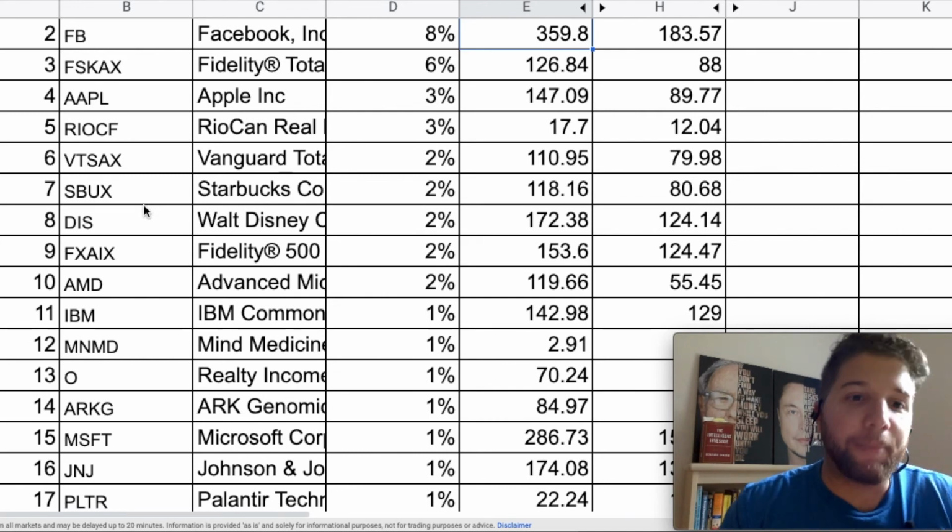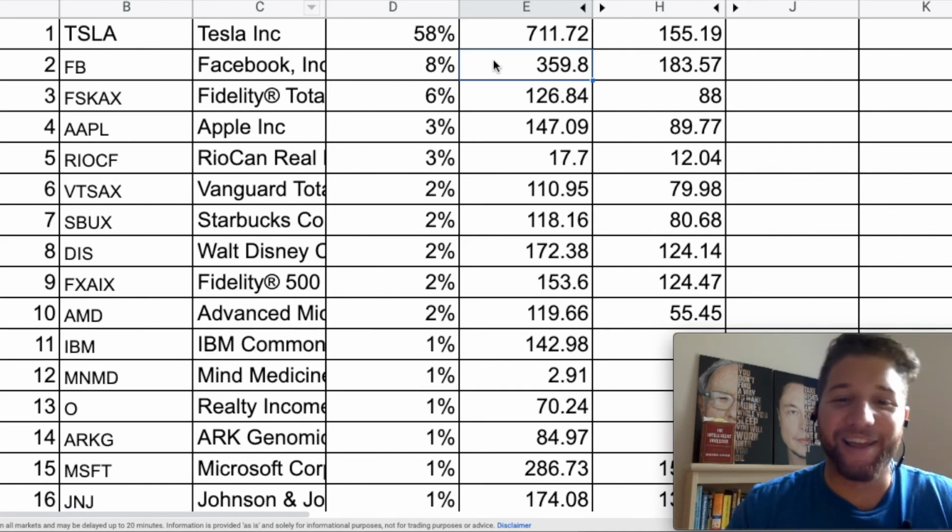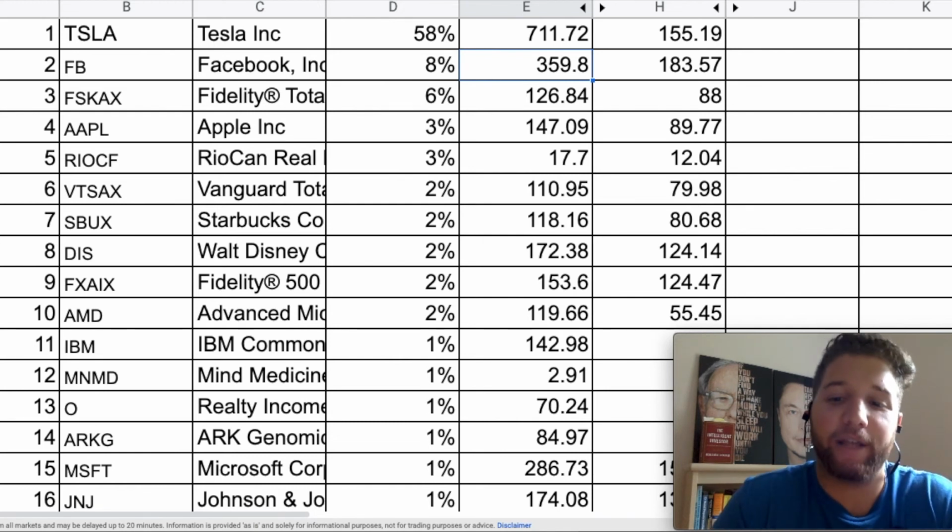And then my number 1 holding, no surprise, Tesla. Makes up a whopping 58% of my portfolio.